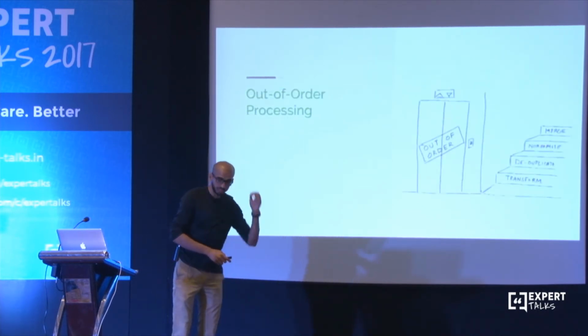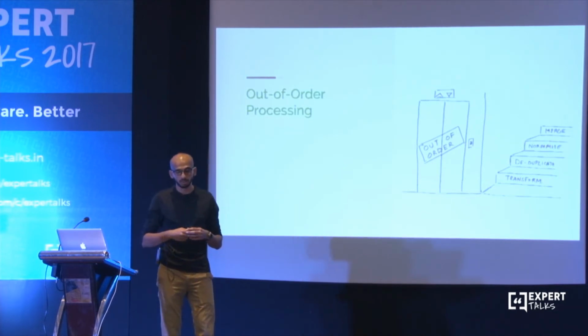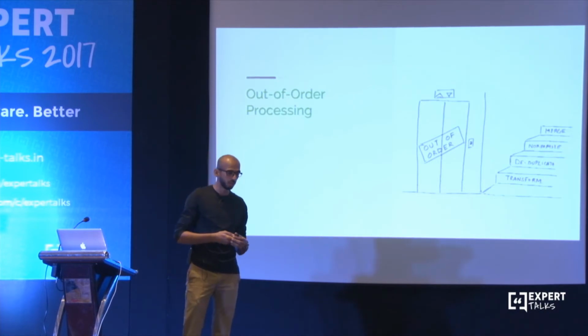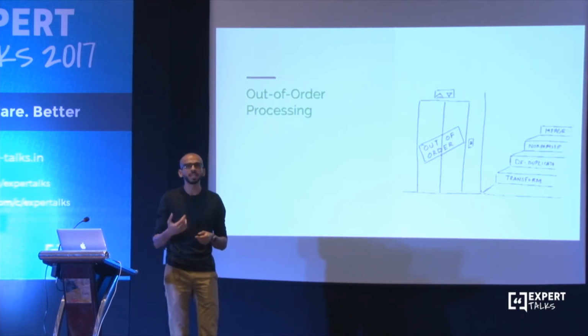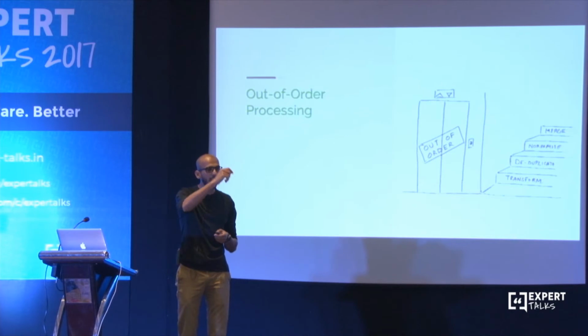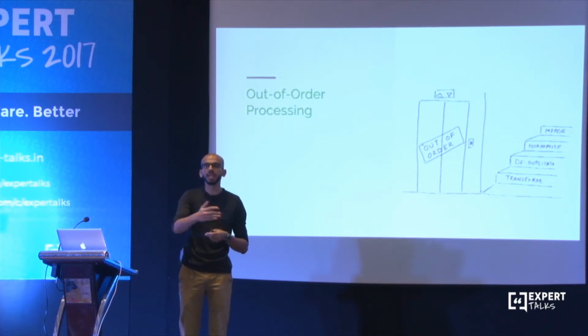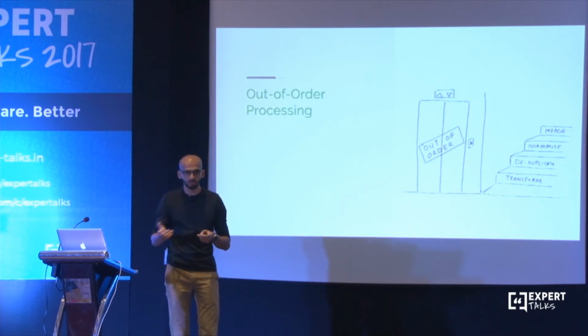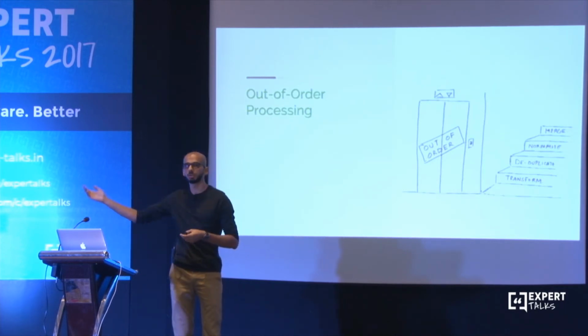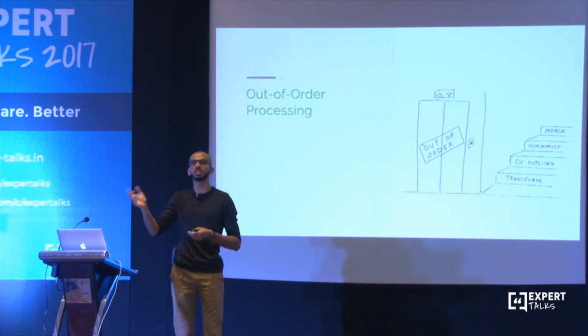Out of order processing. Now, if you have an asynchronous system where you are sending events, it is quite tough to guarantee the order in which they arrive. Like one event might arrive after the first one, where it was supposed to be in order of T1, T2, T3, it might arrive as T2, T3 and T1.